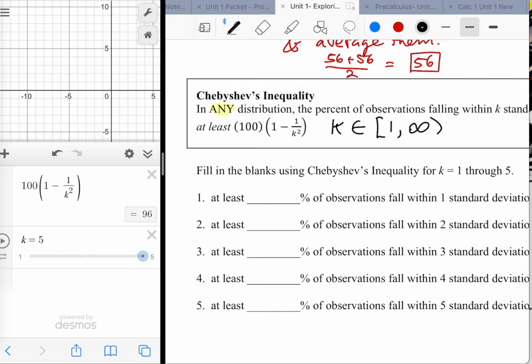But again, the day of the test should not be the first time that you start exploring these things. If your goal is to use the technology to solve a problem, then you're on the hook for the knowledge that leads to that solution. So just keep that in mind when I'm presenting stuff like this to you. So what we have here is Chebyshev's inequality plugged into Desmos with k-values spanning from 1 to 5.